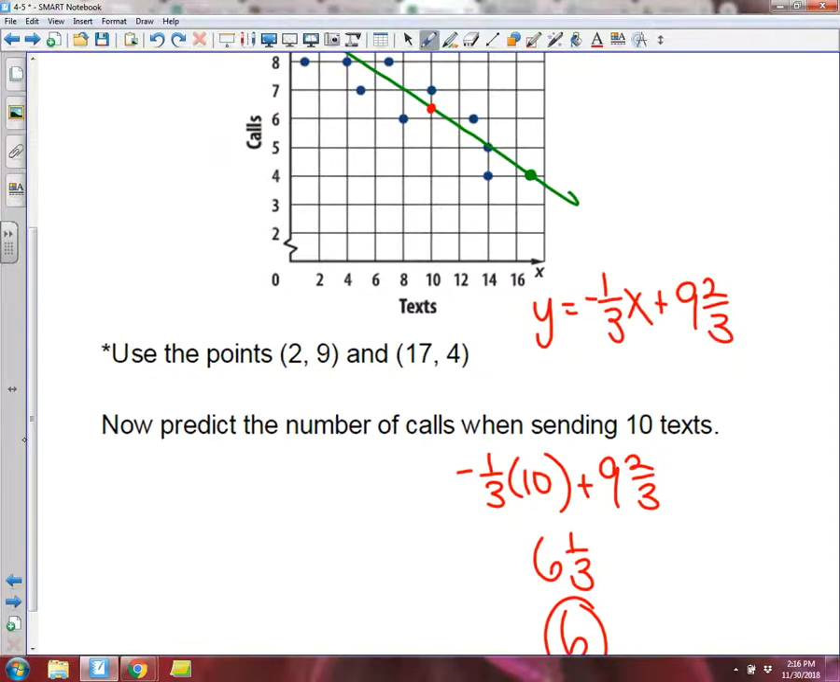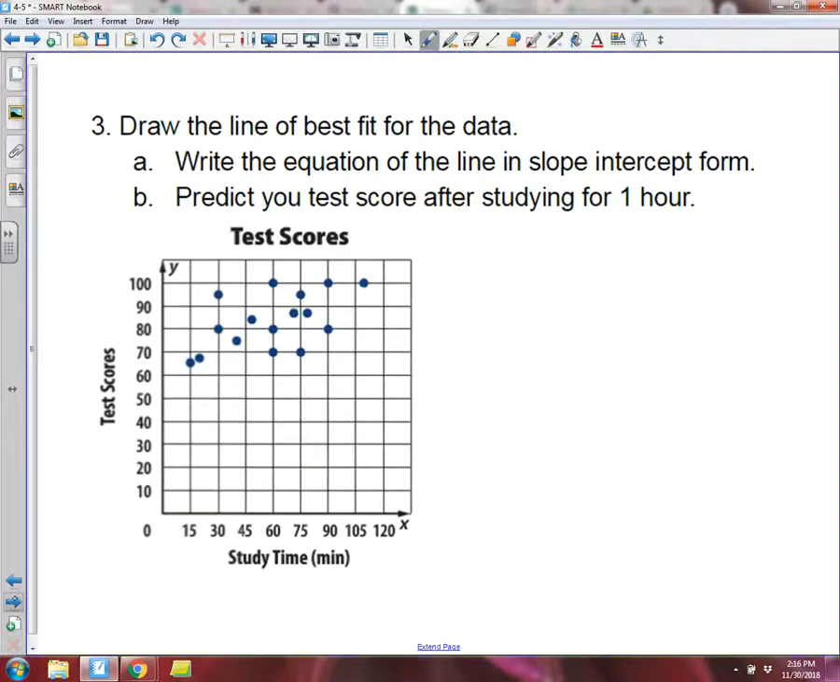Okay, I've got one more left. Take a look at your next problem. What is this graph? That was a long time ago, 2 weeks ago, before Thanksgiving. What is this graph telling you? What is this scatter plot about? Test scores, and you doing what? Studying. Okay. What's studying measured in? Minutes. Good to know. Write an equation of the line in slope-intercept form.